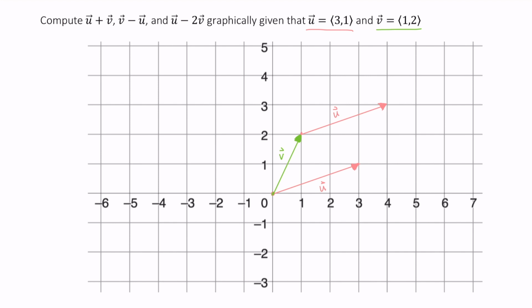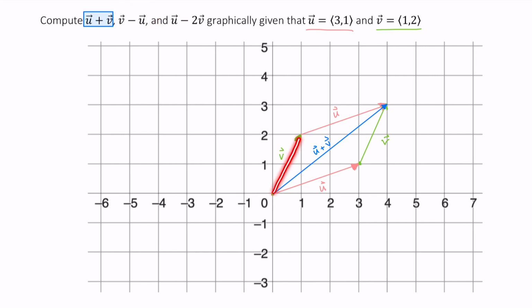This is also u. And then look, if I put v here, here's the tail of v connected to the tip of u. And I'm going to go over 1 and then up 2. And here's v again. And look at that. Here is, right there, this is u plus v. So that is u plus v. It is done. All right, next let's look at v minus u.